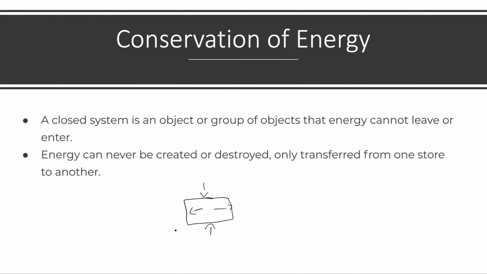Energy is never created or destroyed, so you can't form any forms of energy and you can't get rid of them just like that. It is just transferred from one store to another. As we've seen in previous videos, we can have the kinetic store, kinetic energy, and it can be transferred to maybe chemical energy.